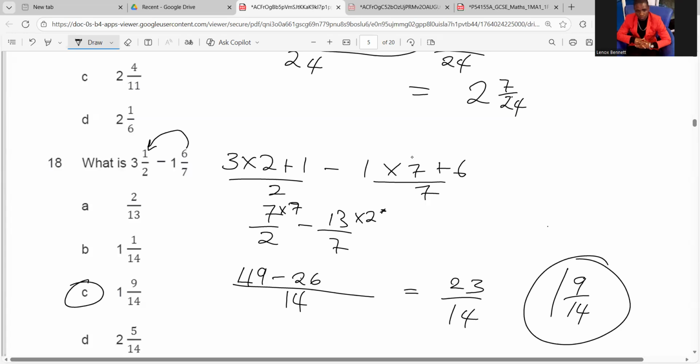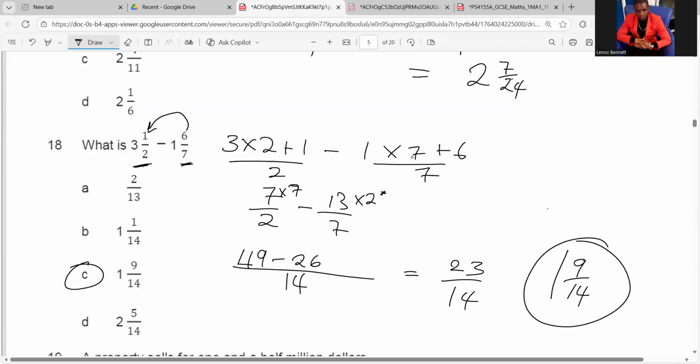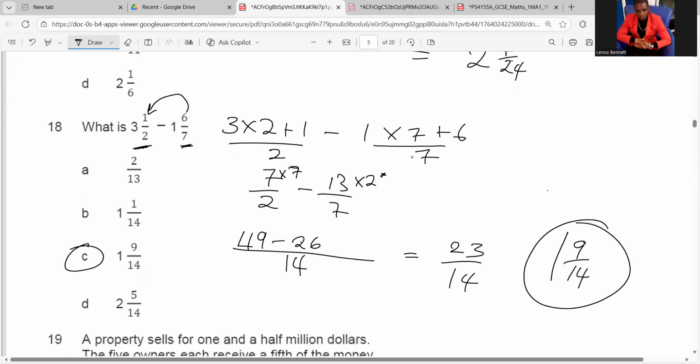Remember guys, it's always best to convert if the last fraction is greater than the first one. Because there's no way you can take 6 out of 7 from a half. So don't complicate it unless you go borrow a whole.